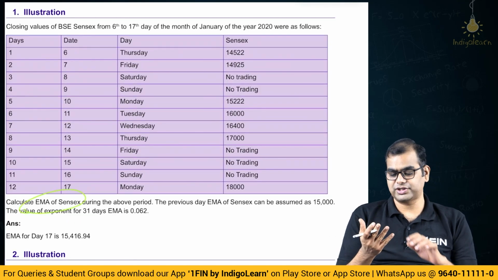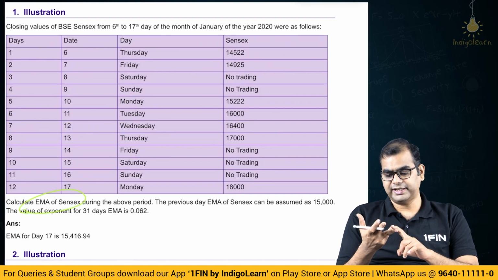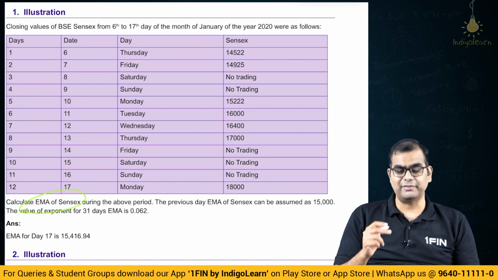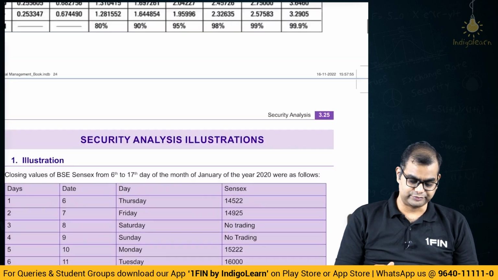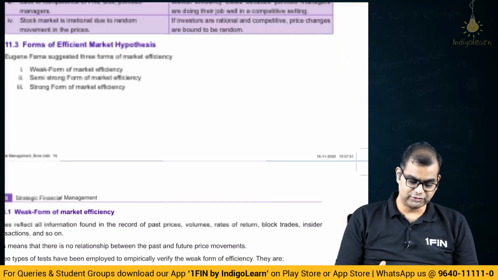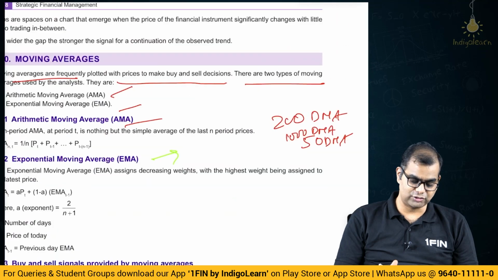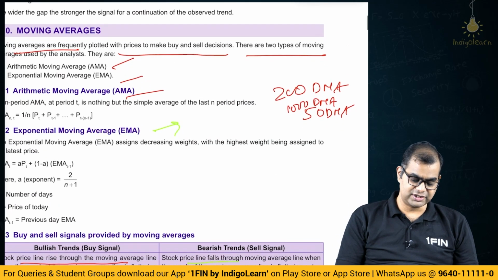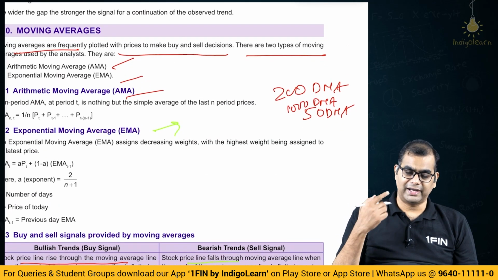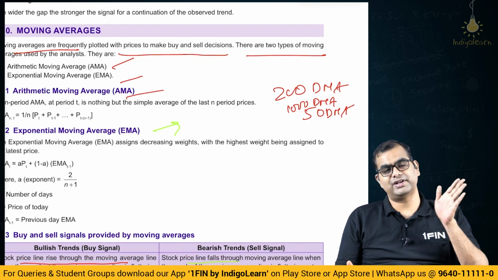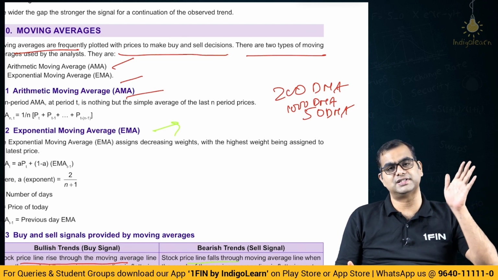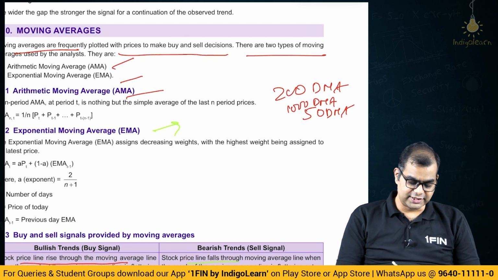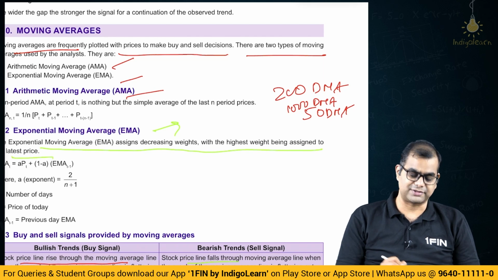So, we have three types of questions: EMA, run test and autocorrelation. I missed out this EMA. This question was actually asked in the exam. So, we have to know that also. What is it that we have to know? Exponential moving average, basically instead of computing an arithmetic average, which is the last 10 days average, last 12 days average, last 50 days average, last 100 days average, exponential moving average assigns decreasing weights with the highest weight being assigned to the latest price.